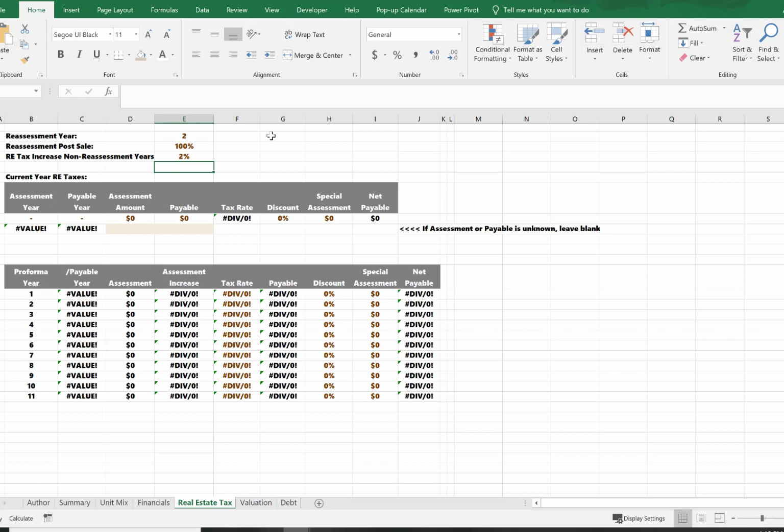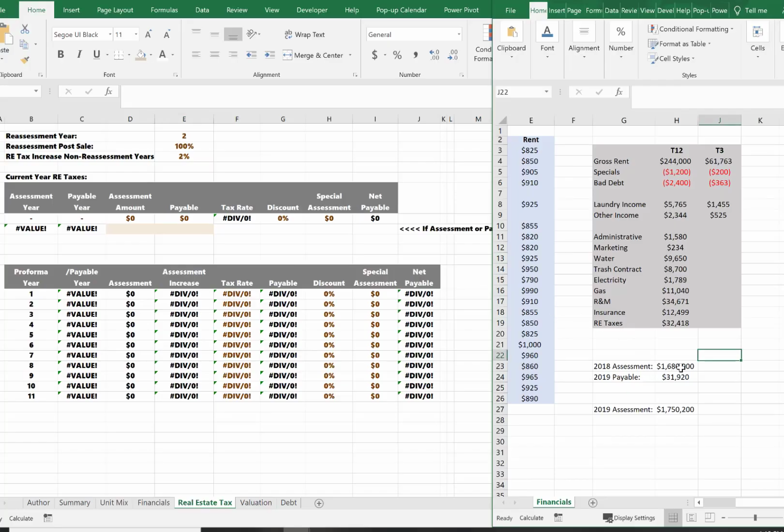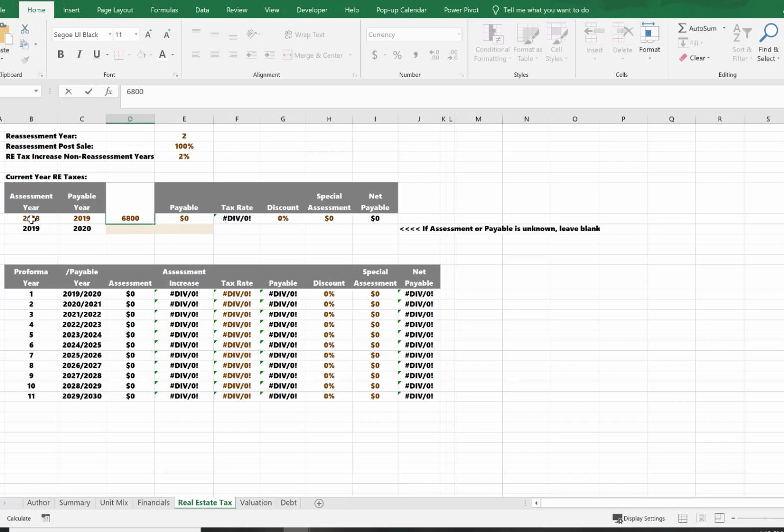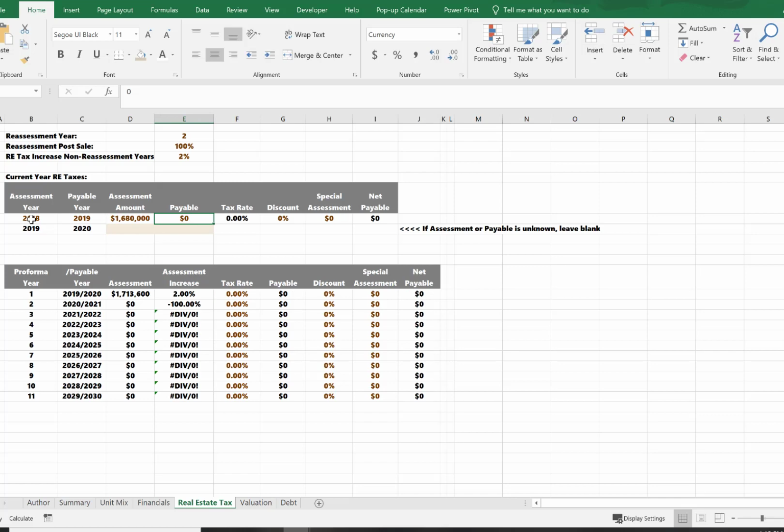All right, so now I need to go back to our assumptions page, and you can see that I got some tax information offline. In Minnesota, taxes are paid in a year arrears. So we're in 2019 right now, but the 2019 taxes are based off of the 2018 assessment. So for the current year taxes, I need to first specify that the assessment year is 2018, the taxes payable is 2019, the assessment amount was $1,680,000. The taxes payable $31,920.